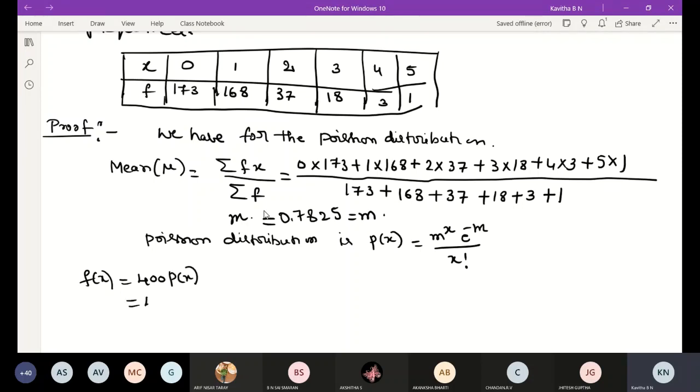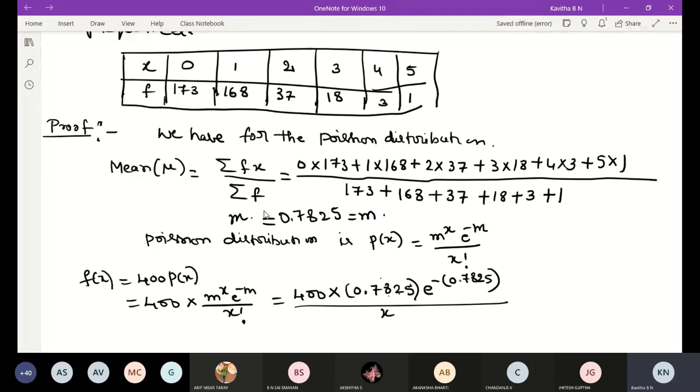What is the P of x here? 400 into m to the power of x into e to the power of minus m divided by x factorial. Then 400 into m value. Okay, substitute the m value here. In place of m, substitute the value 0.7825, e to the power of minus 0.7825, whole divided by x factorial.